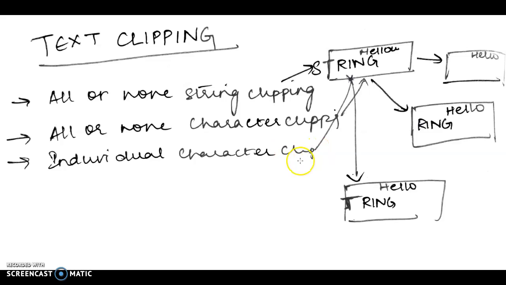Finally, we will see individual character clipping. In individual character clipping, each and every character's pixel will be analyzed. So the hello as usual will be completely inside, since the hello word itself is inside the window. Here in string, if you see, RING is completely inside, so that will come as usual. S is completely outside, so that will be completely clipped. But in the T, some part of T is actually inside the window. That part of T only will come as the output. So the part of T which is outside the window will be clipped, and the part of T which is inside the window will be present.